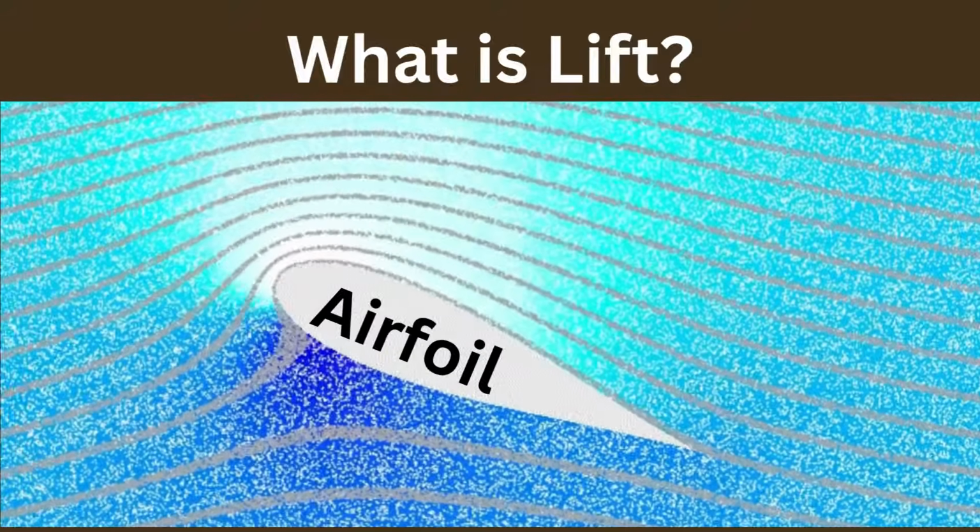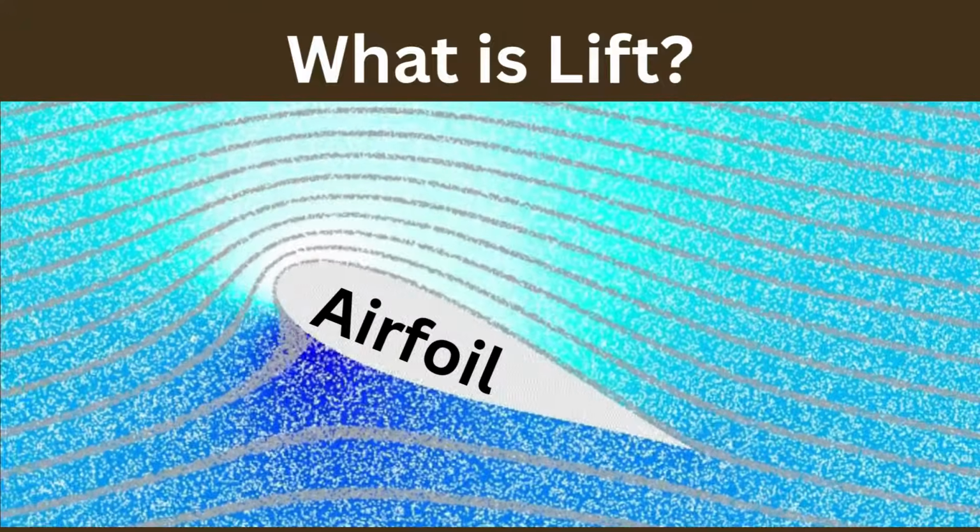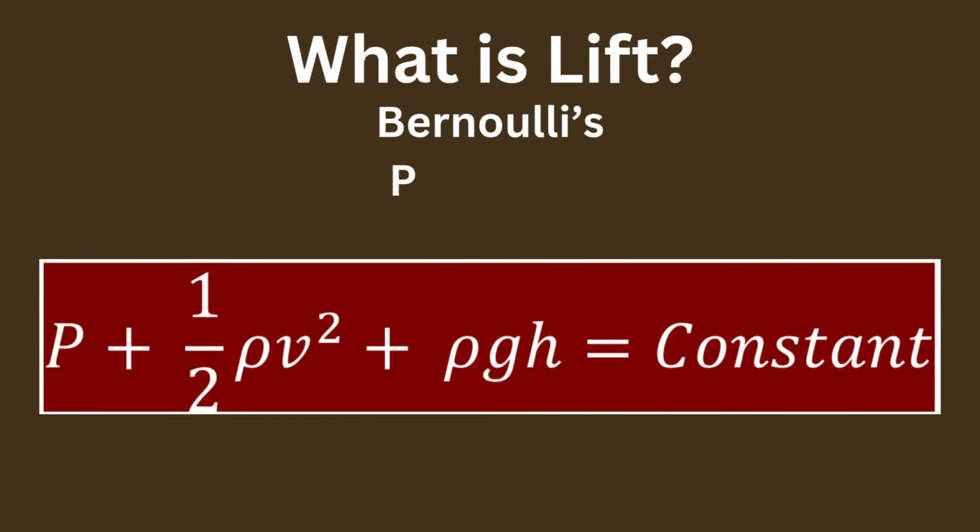This is the basic idea behind lift, and it's often explained using something called Bernoulli's principle. So, what is Bernoulli's principle? It's a physics law that explains how pressure changes when a fluid speeds up. It says that in a moving fluid like air, the faster the fluid moves, the lower the pressure it exerts. You can see in this equation: P + 1/2 ρV² + ρgh = constant. As velocity V increases, pressure P must decrease to keep the total energy constant.